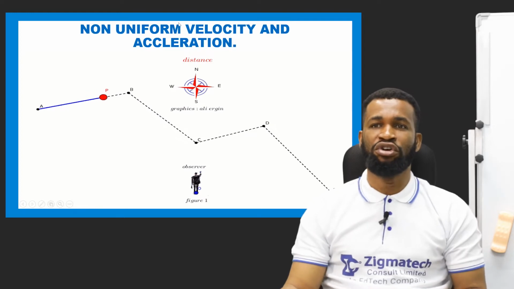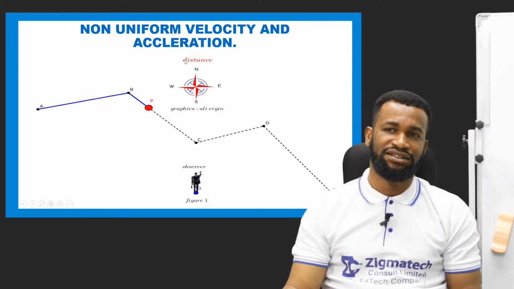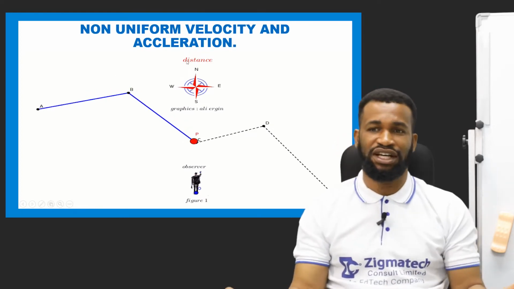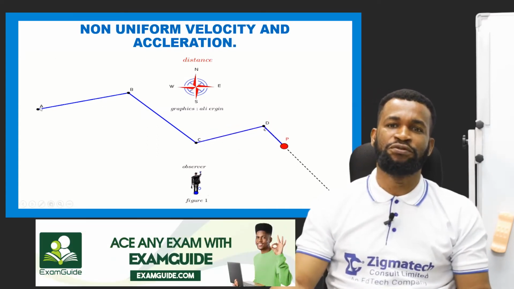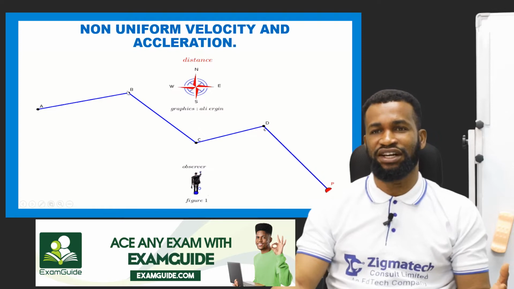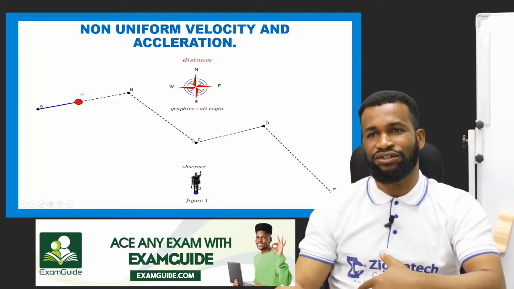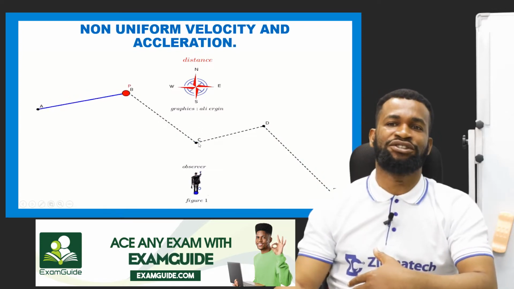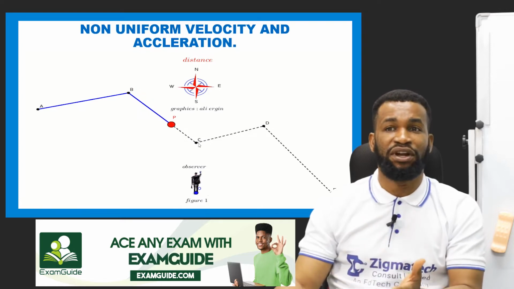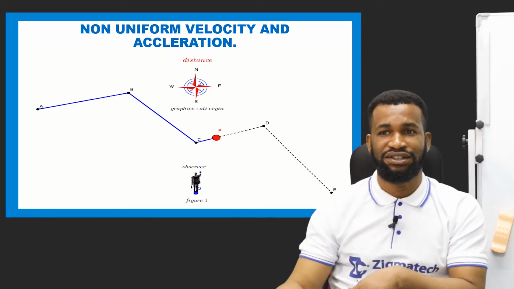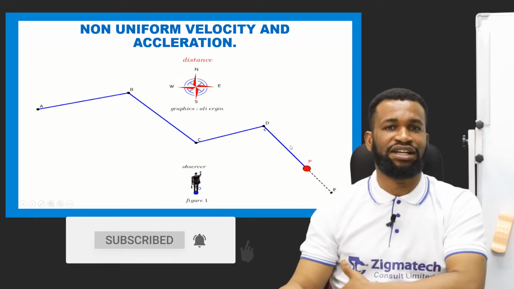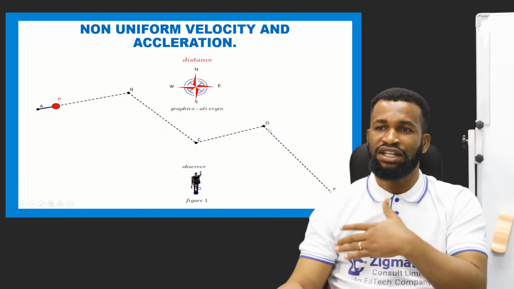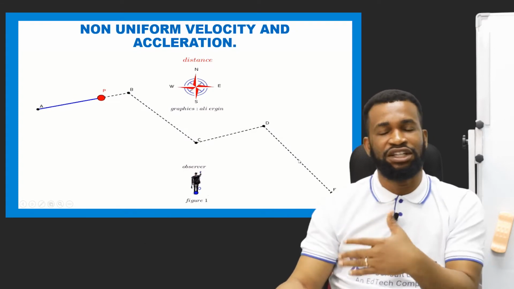We are talking about non-uniform velocity and non-uniform acceleration. Now look at this. What are you noticing? What you notice is that the body moves from A to B in this direction. It changes direction. Whenever a direction is changed, what happened? The velocity has changed. Now, when it goes from C to D, it changed another direction. When it goes from D to E, it's another direction.